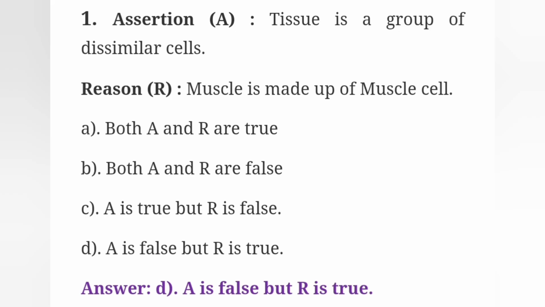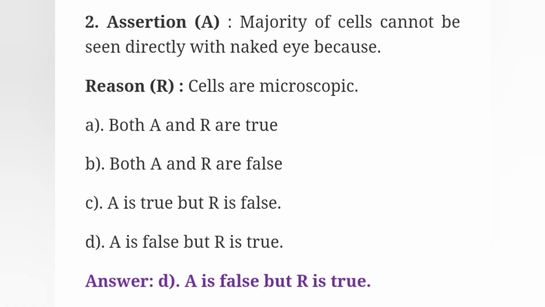Sixth Roman letter, choose the correct alternative from the following. First one, Assertion: tissue is a group of dissimilar cells. Reason: muscle is made up of muscle cells. Answer option D, A is false but R is true. Second one, Assertion: a majority of cells cannot be seen directly with naked eye. Reason: cells are microscopic. Answer option D, A is false but R is true.